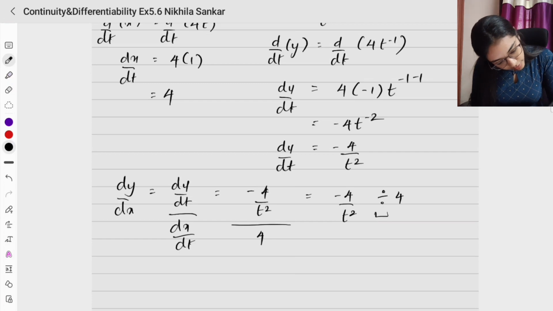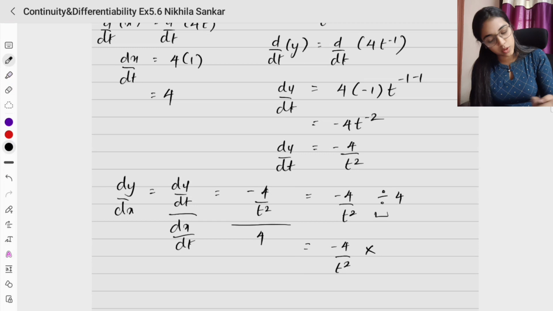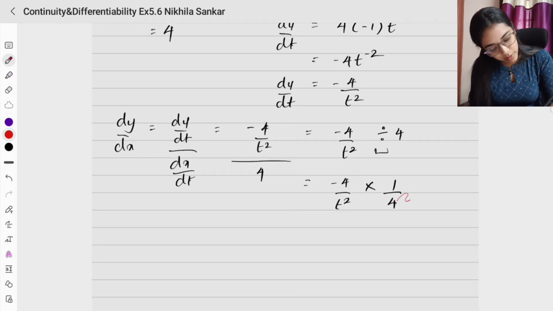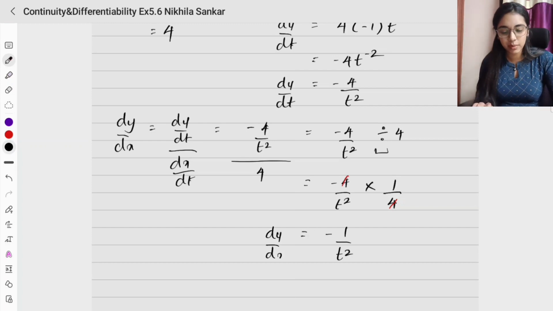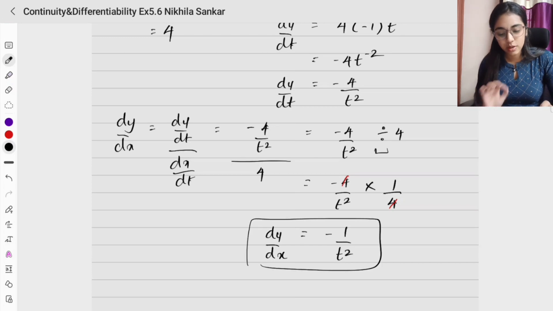So minus 4 divided by t square, division becomes a multiplication, then the number becomes the reciprocal. So what will I be left with? 4 and the 4 will get cancelled. I'll be left with minus 1 divided by t square. So this is my dy by dx. Okay, my final answer is in terms of t, the parameter that is given in the question. Please copy.